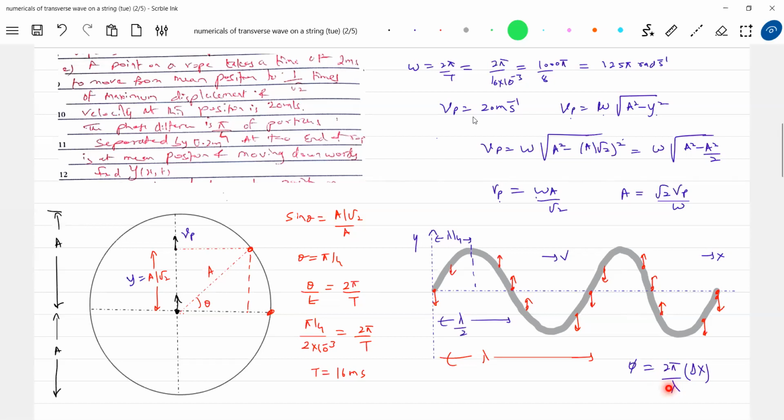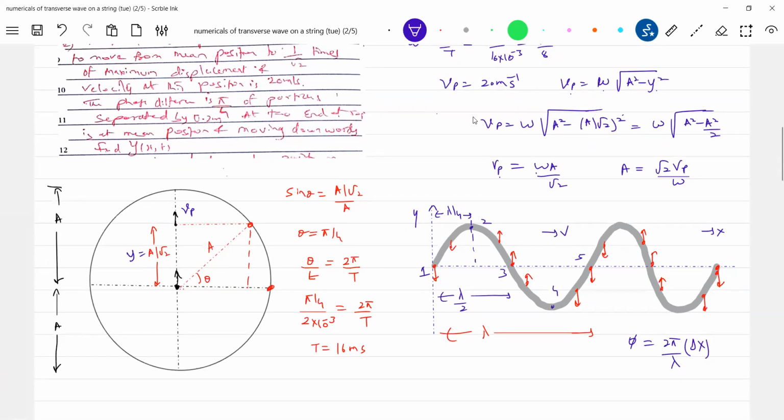Now, what is the phase difference between particles? Let me give a number: there's a 1, there's a 2, 3. I'm interested in this one. What is the phase difference between particles 1 and 2? I'll use the formula 2 pi by lambda. What is the separation? Lambda by 4. So this will become pi by 2. I think we are very clear, no? We know SHM: if a particle is at extreme, the other particle is at mean. What is the phase difference between them? Should be pi by 2. We know SHM. Go back to SHM.